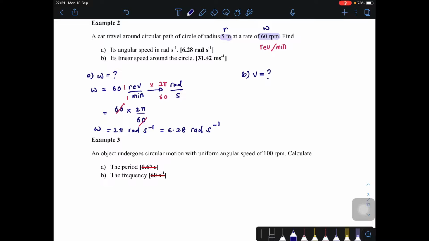Okay, so next one is the linear speed. Okay, value for v. So v kita tahu adalah sama dengan r omega. So kita sudah ada omega kan. Radius sama dengan 5 meter. Omega must be in radian per second ya. So omega dekat sini kita kena guna radian per second. Sebab velocity or speed, we know that the unit is meter per second. So you just masukkan, tekan calculator and you get velocity is 31.42 meter per second.